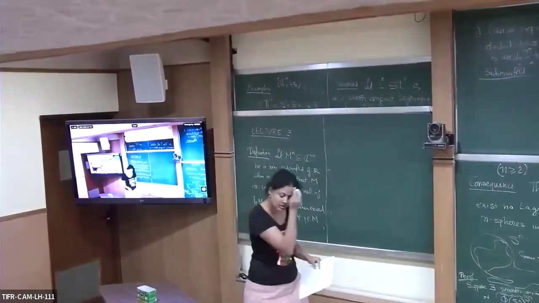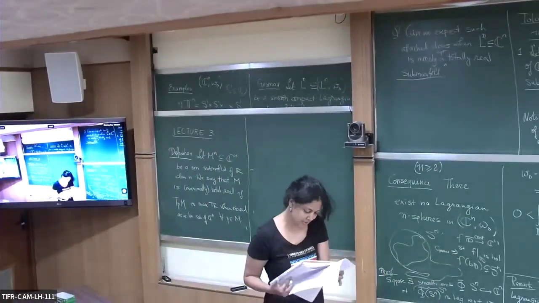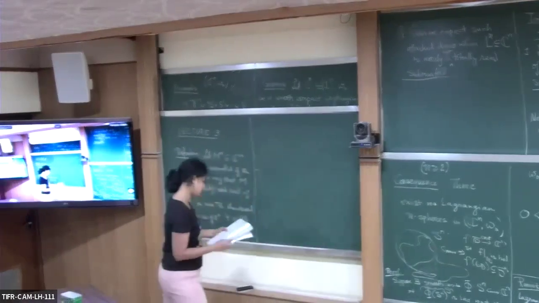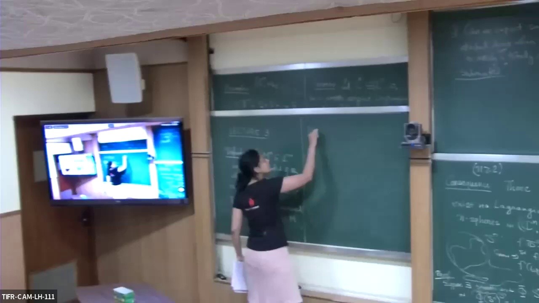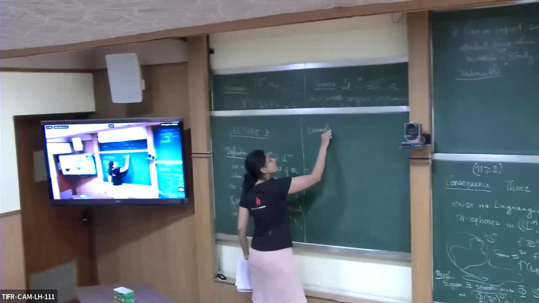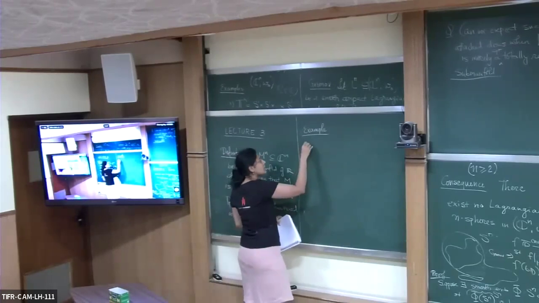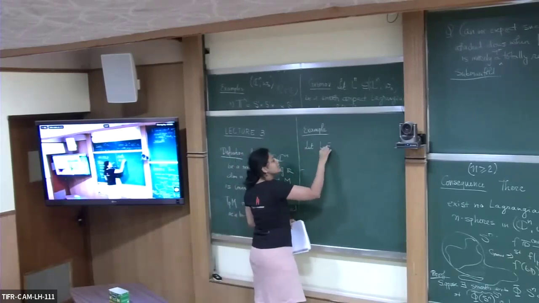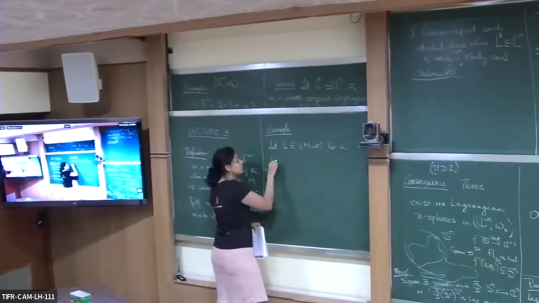So maybe before we proceed to the statement I want to make over here, suppose, for example, I can give you this example, I mean, it makes sense. Suppose L in M, omega, is a Lagrangian submanifold.